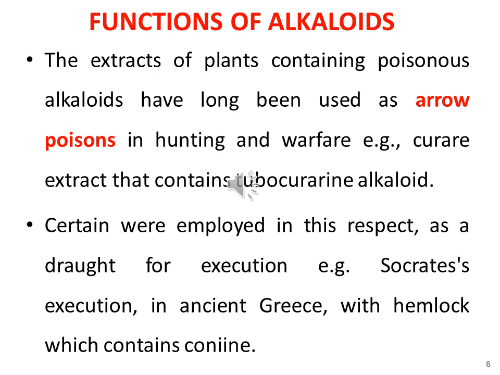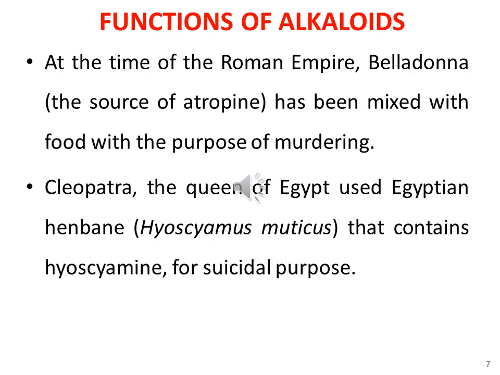Before and during the Middle Ages, several other alkaloids were used for murder and executions. Infamous are quinine, aconitine, atropine, and strychnine. Certain ones were employed as draughts for execution. For example, Socrates' execution in ancient Greece was with hemlock. At the time of the Roman Empire, belladonna, the source of atropine, was mixed with food for the purpose of murdering. Cleopatra, the queen of Egypt, used Egyptian henbane that contains hyoscyamine for suicidal purposes.